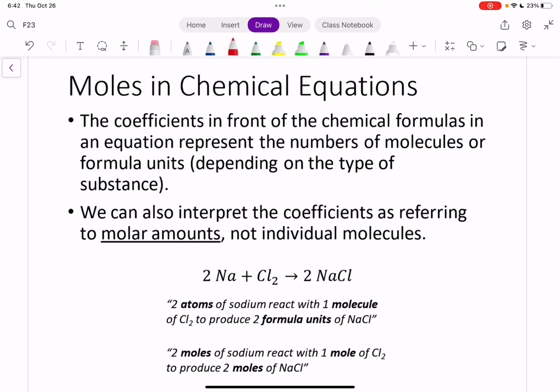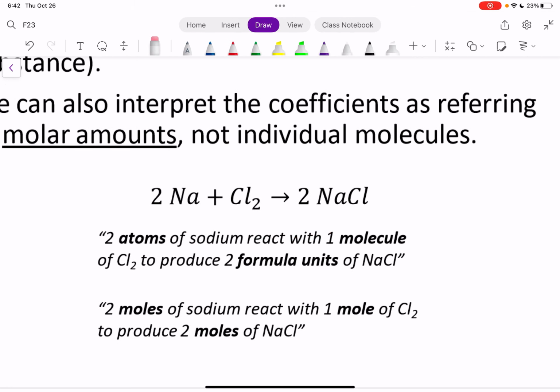In this video, we're going to continue talking about moles, specifically moles in chemical equations. So anytime we're dealing with a balanced chemical equation, I said that the coefficients, the numbers in front of each of our different chemical species, tell you the ratio that these different chemical species react in. So if we put in 2 atoms of sodium and 1 Cl2 molecule, we're going to get out 2 NaCl, or 2 sodium chlorides. That's the ratio that this reaction occurs in.